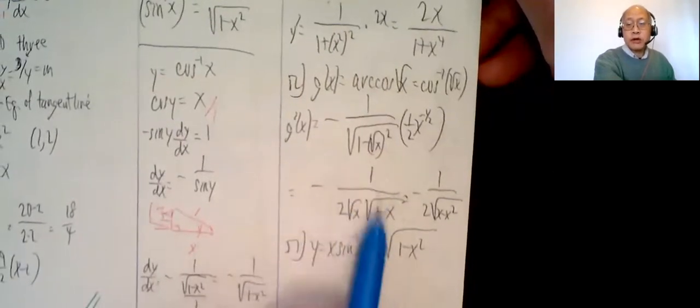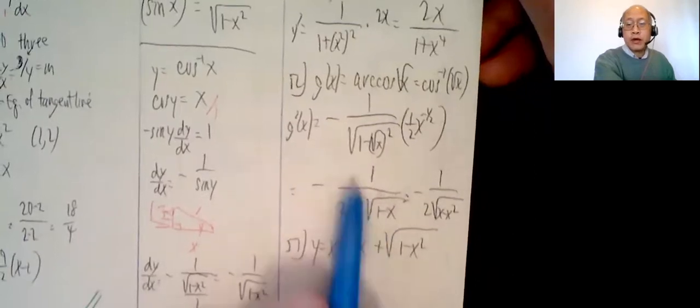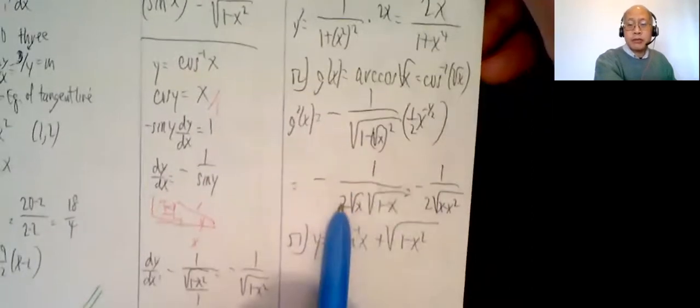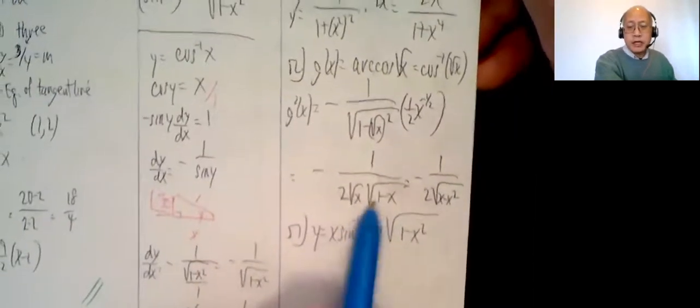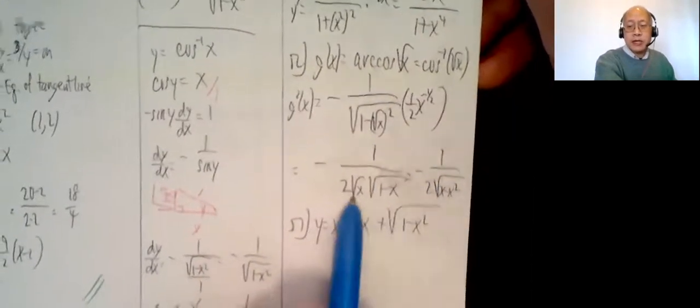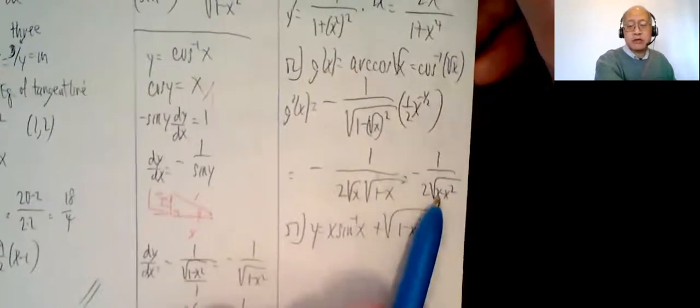This thing squared is just going to be x. So I have negative one over radical one minus x. There's a two in the bottom and a square root of x in the bottom, and you can combine these. So negative one over two, that times that is radical x minus x squared.